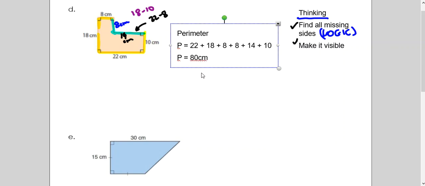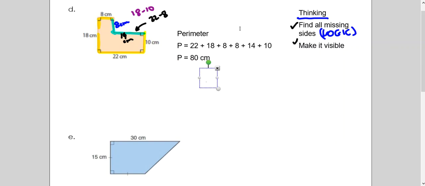There we go. Perfect. So my side work is all done on the side. I have to do some logic.